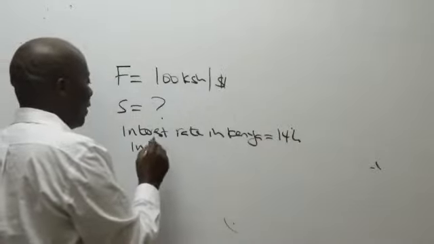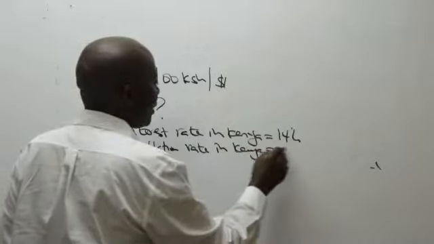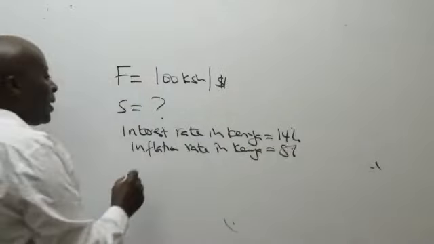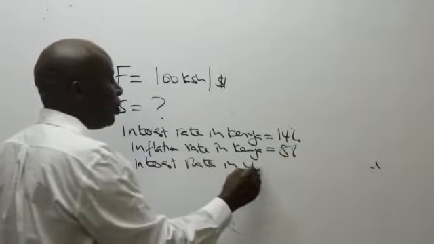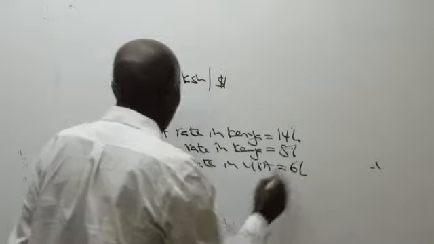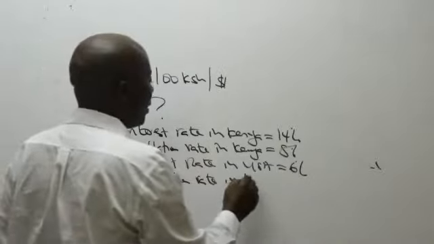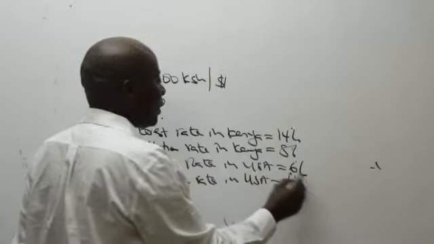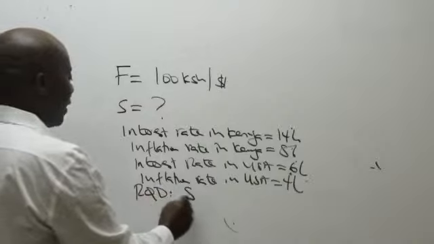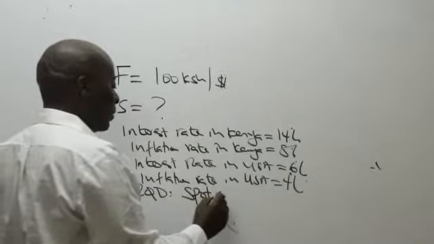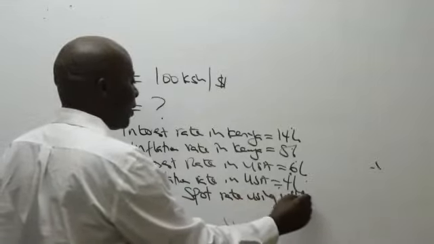They give you the inflation rate in Kenya is 8%. They give you the interest rate in USA is 6%, and the inflation rate in USA is 4%. Then it will be required to determine the spot rate using inflation parity.